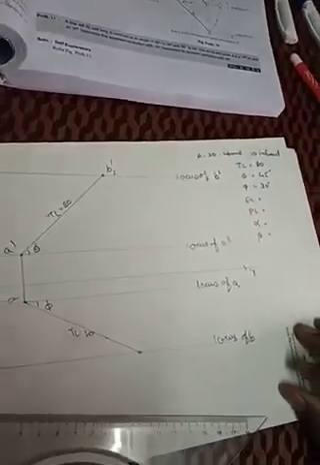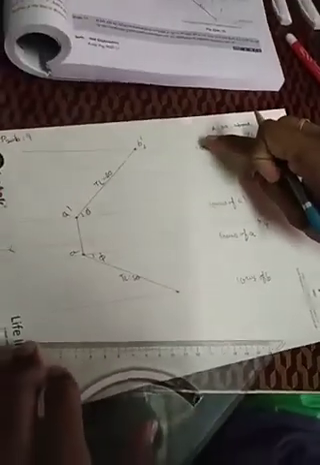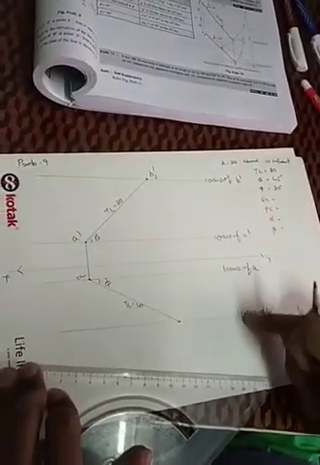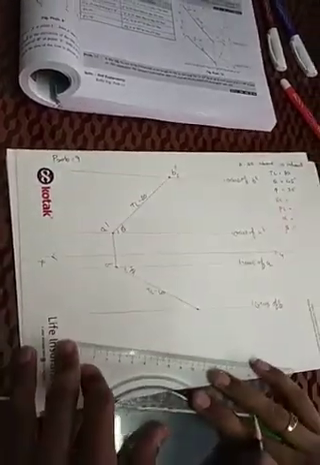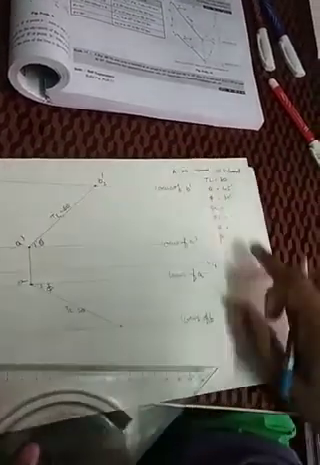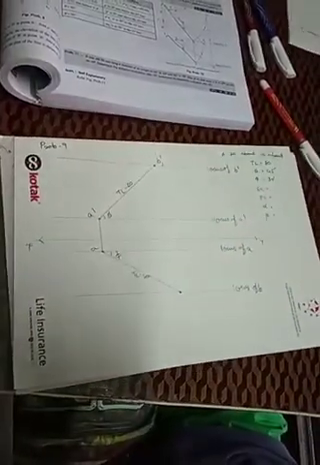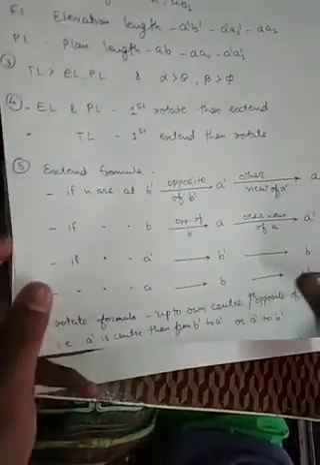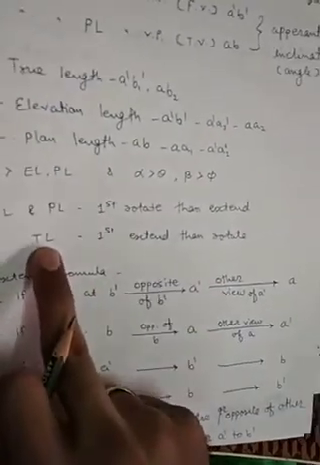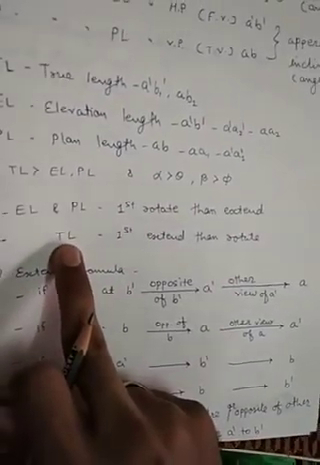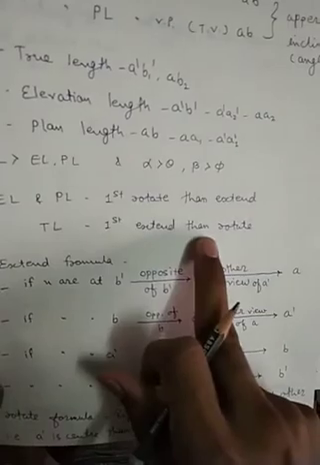So, right, for solving any of the line problems you need these 4 loci. You need this locus of A dash, B dash, A and B, right? So these things are given. Now you have to find the answer. You have to find EL, PL, alpha and beta. Now we have the true length. So we have seen in the previous lectures that if you have the true length, you can find the elevation length and plan length by first extending it and then rotating it, right?